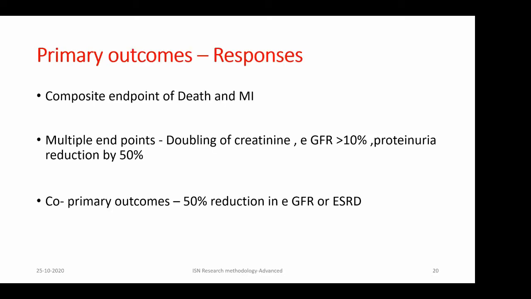So again, these were the responses which I got for primary outcomes. Somebody wanted a composite endpoint of death and myocardial infarction. Somebody wanted multiple endpoints: doubling of creatinine, eGFR reduction of more than 10%, proteinuria reduction by 50%. And someone wanted a co-primary outcome. So as I said, the outcome depends upon how much time and how many resources you have.